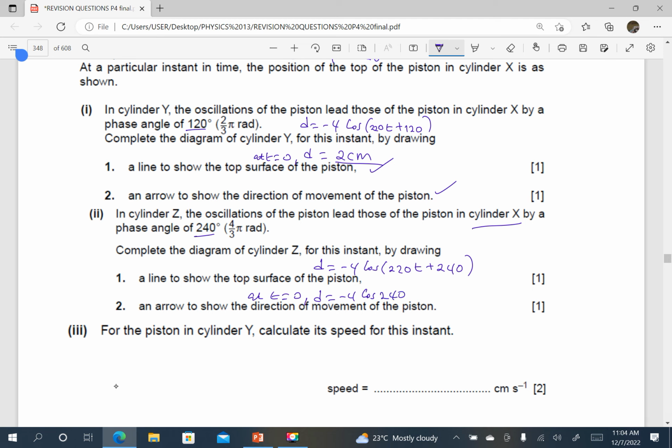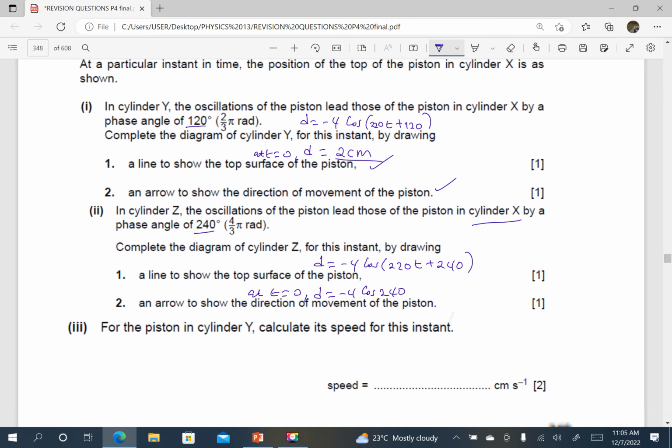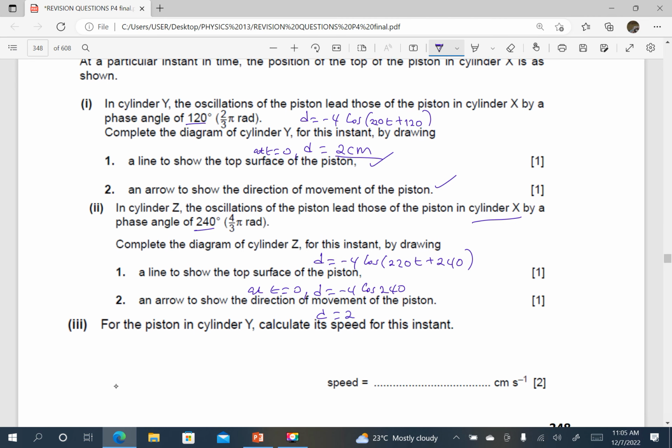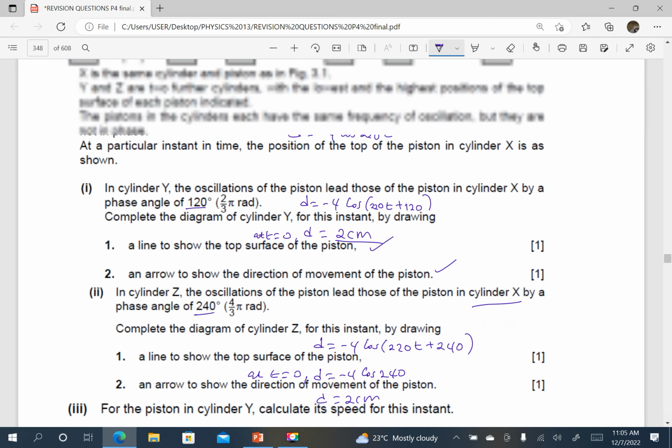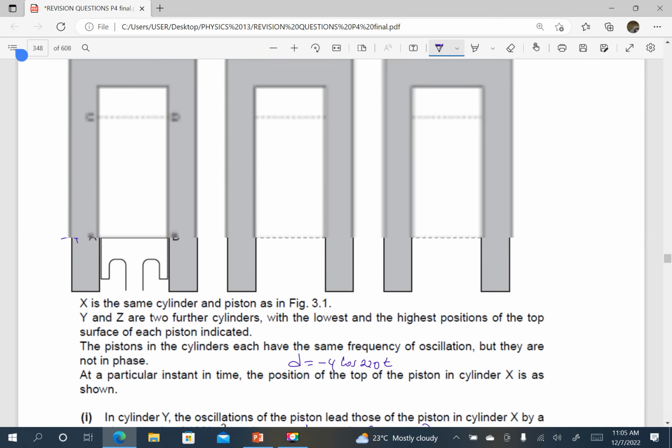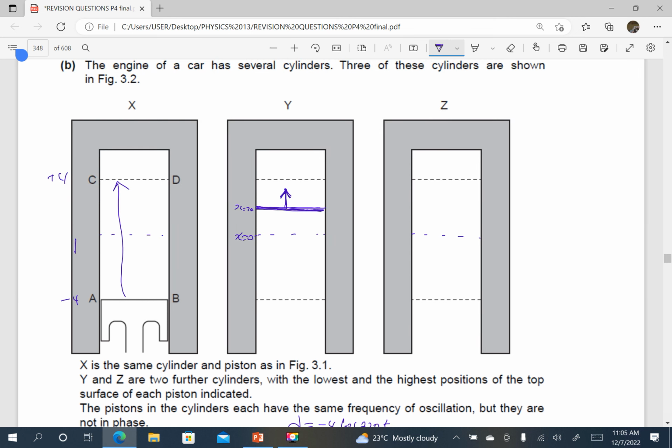So we can check this. Cos of 240 is negative 0.5 times negative 4. It is also 2 centimeters. So d is positive, it is also 2 centimeters. It is positive, which means it's above equilibrium. So we come back here in Z. Again, the new line will also be 2 centimeters above equilibrium position, around here.